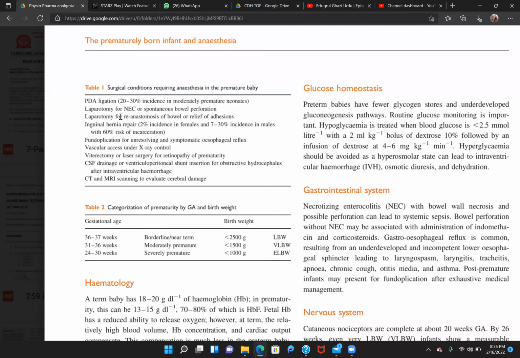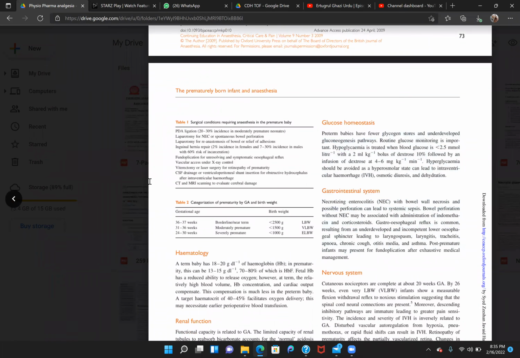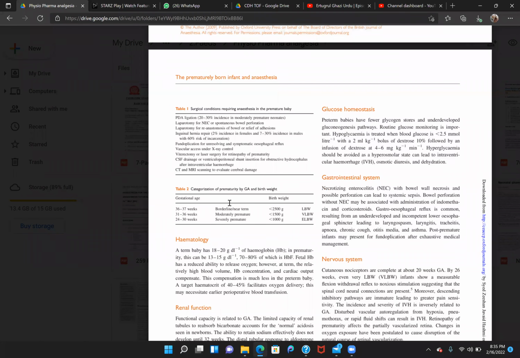There are specific procedures which you can do, like they have just chalked out here. There may be a requirement of laparotomy for necrotizing enterocolitis, PDA ligation. There can be hernia, fundoplication, vascular access under X-ray, which is a very common thing, and they may have hydrocephalus, things like that. Actually, this question is least likely to be asked in your oral exam as a separate question. They will ask you with any other congenital anomaly. So this will be the background.